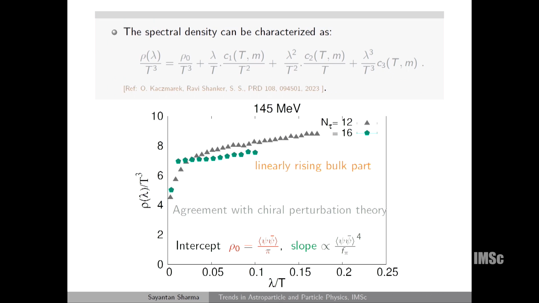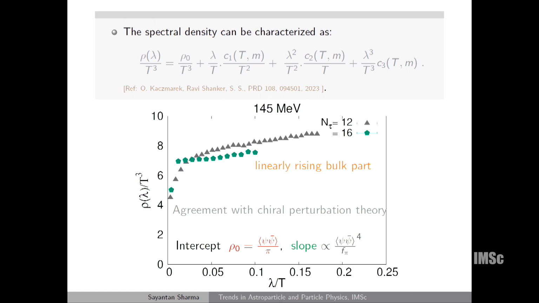In general, one can write the eigenvalue density as some constant part, which gives you the intercept here, which is related to the chiral condensate through the Banks-Kasher relation. And then it can have a coefficient which is linear in lambda, quadratic in lambda, and the maximum term we can have is a cubic term in lambda, because that is what is predicted from perturbation theory. We cannot have higher terms than that. All of these coefficients are functions of temperature and the light quark mass. So I am showing our results, which is the work of my student Ravi.